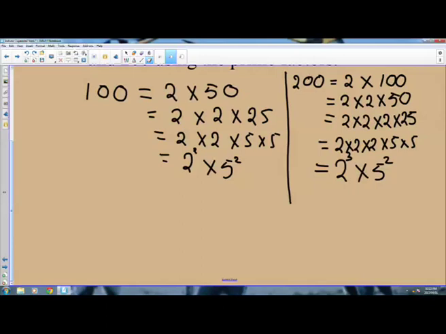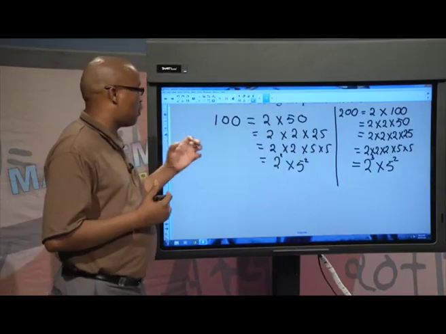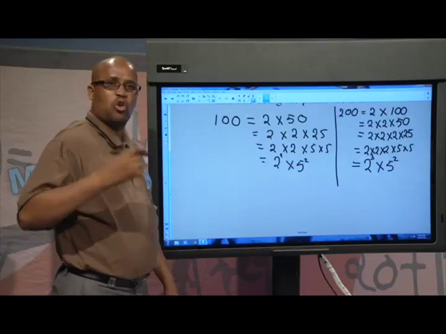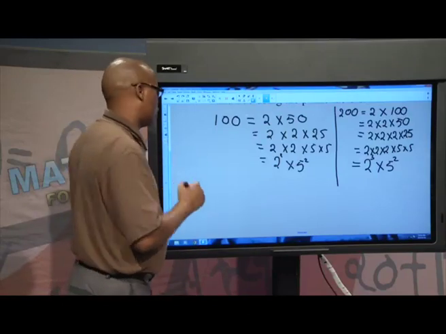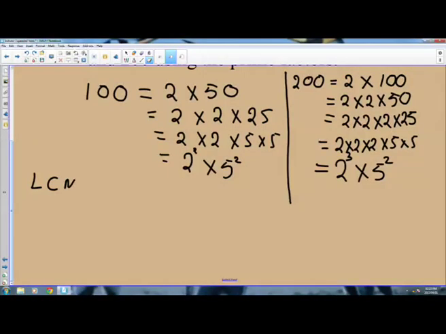So 200 as a product of its prime factors is 2 to the power 3 times 5 to the power 2. But then we didn't answer the question. We are in the process of answering the question which was asked. It says we are to find the lowest common multiple of 100 and 200. So let us find the lowest common multiple of 100 and 200.